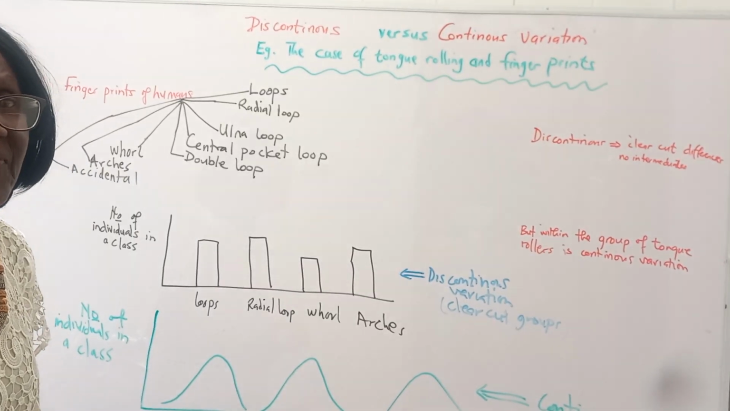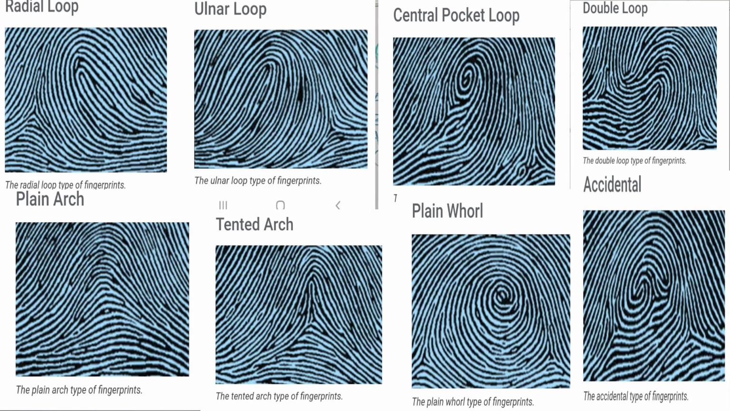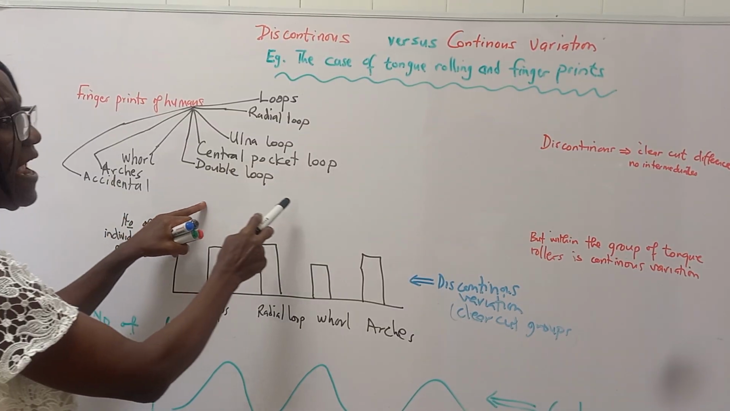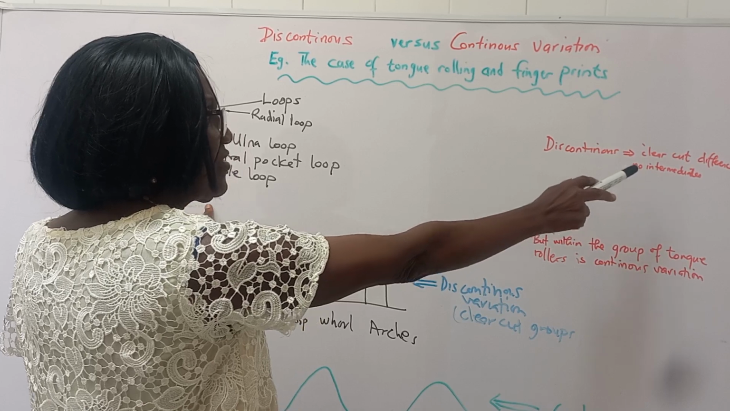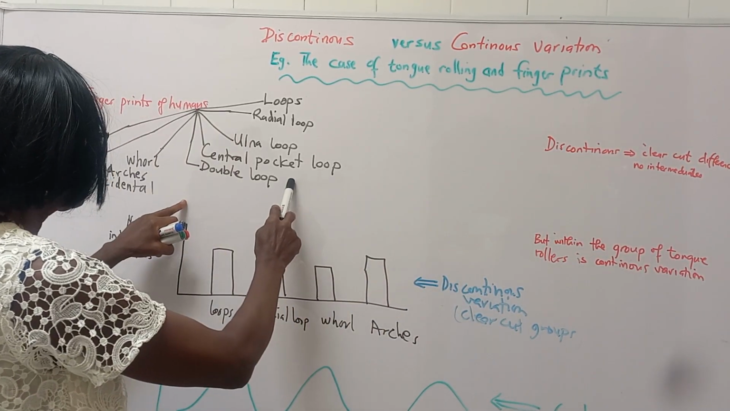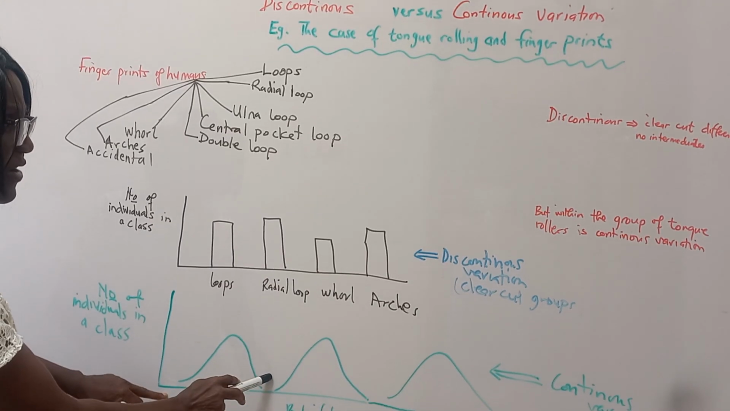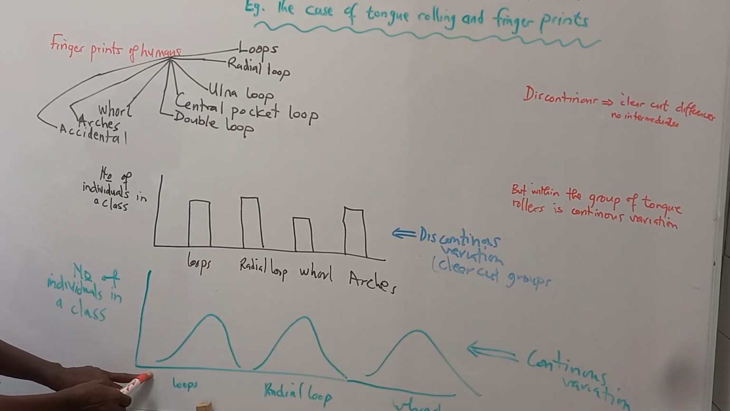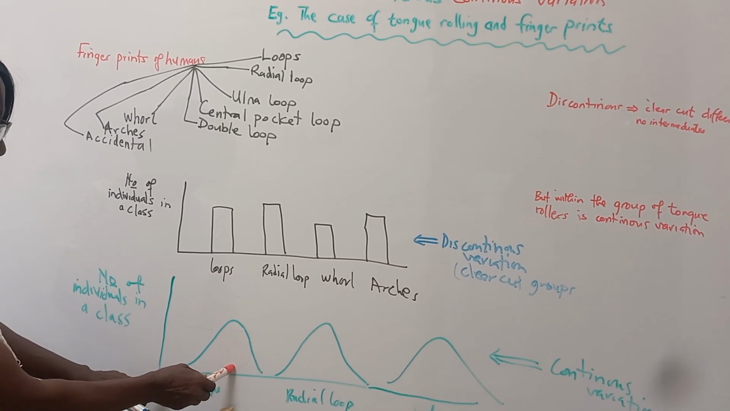Well, if we look at fingerprints of humans, there are 8 distinct groups: radial loops, ulnar loop, central pocket loop, double loop, plain arc, tented arc, and accidental. These 8 distinct groups show discontinuous variation, clear-cut differences with no intermediate forms. But if we look within each group, there will be continuous variation, where there is complete gradation from one extreme to another. So we'll have a graph like this.